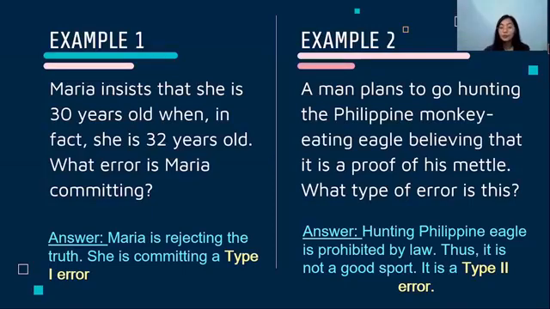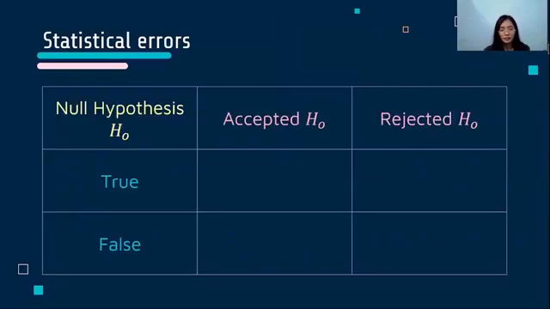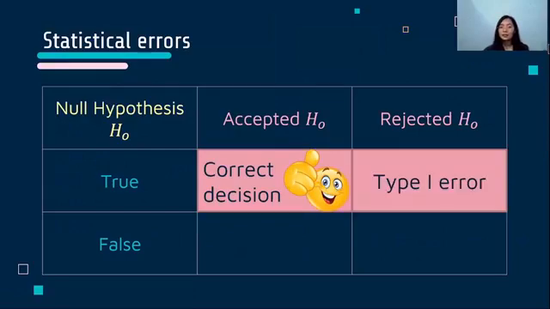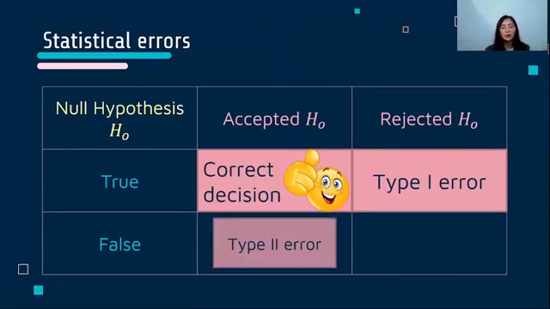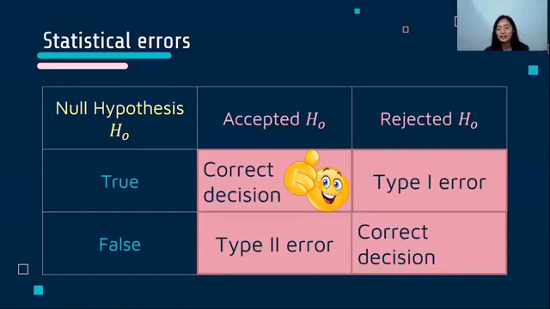So to summarize the difference between the type 1 and type 2 error, take a look at the table below. This is the common table that our statisticians use to summarize our types of errors, right? If our null hypothesis is true and you accept it, then that's a correct decision. But when our null hypothesis is true and you reject it, then you are committing a type 1 error. If our null hypothesis is false and you accept it, then you are committing a type 2 error. And if our null hypothesis is false and you reject it, then that's a correct decision. Okay, so I hope that it's clear to you.